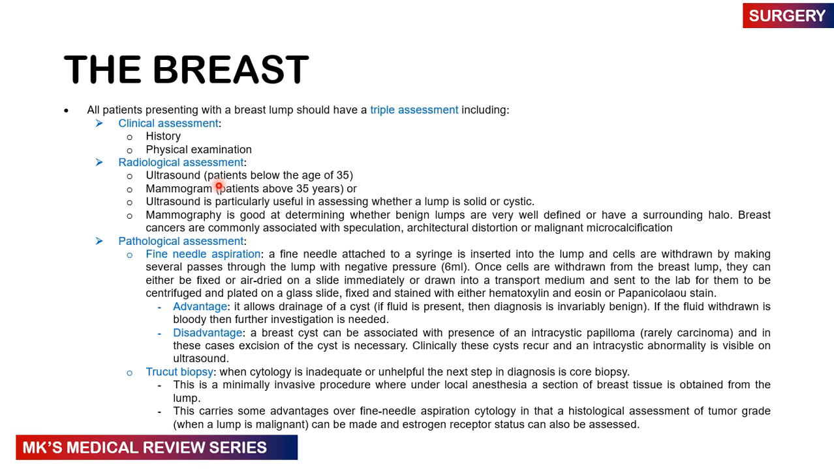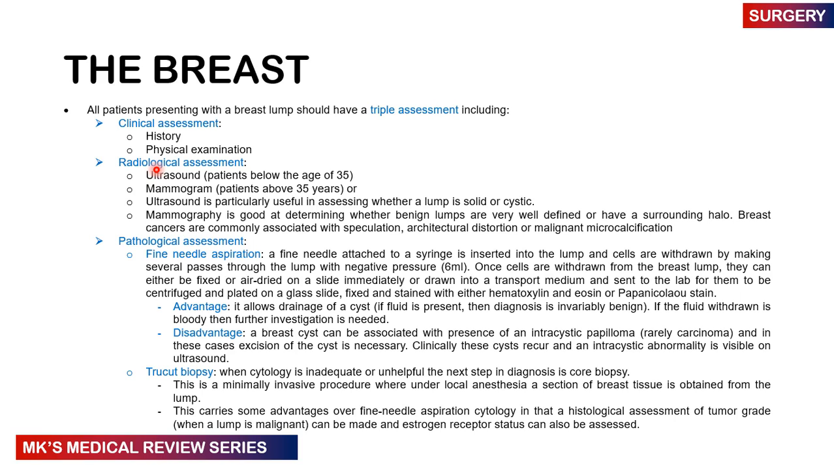Then when it comes to radiological assessments, this largely depends on the age of the patient. If a patient is below 35, an ultrasound is good for them because of the technicalities of the breast, the size of the breast, and of course, the breast density. Those that are above 35 are going to be getting a mammogram.